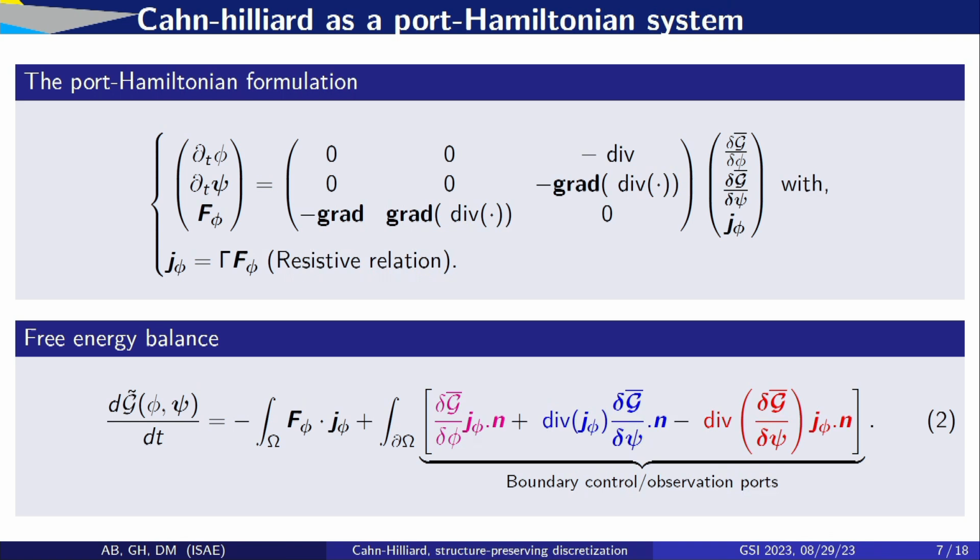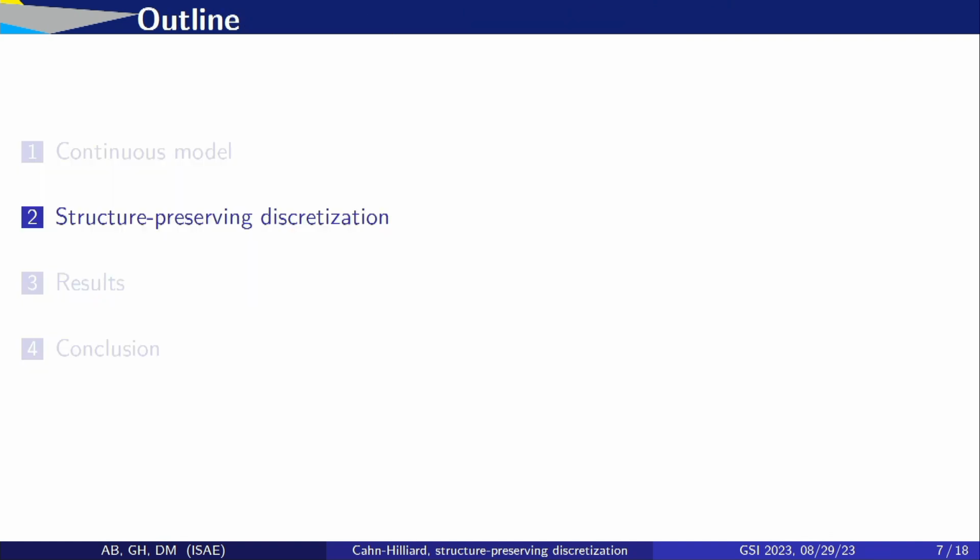For instance, here we have the flux at the boundary co-located with its co-energy variable. So in this Hamiltonian framework, you always have the control and observation co-located, which allows you to get passivity of your system. Okay, so now we have our Hamiltonian system, and we want to do structure-preserving discretization. So we want to get from a continuous Dirac and Lagrange structure to a discrete one.